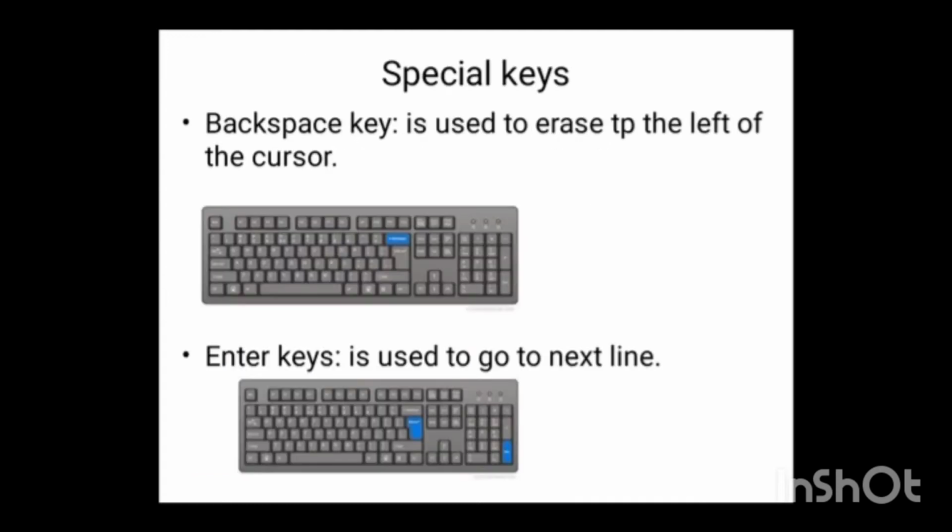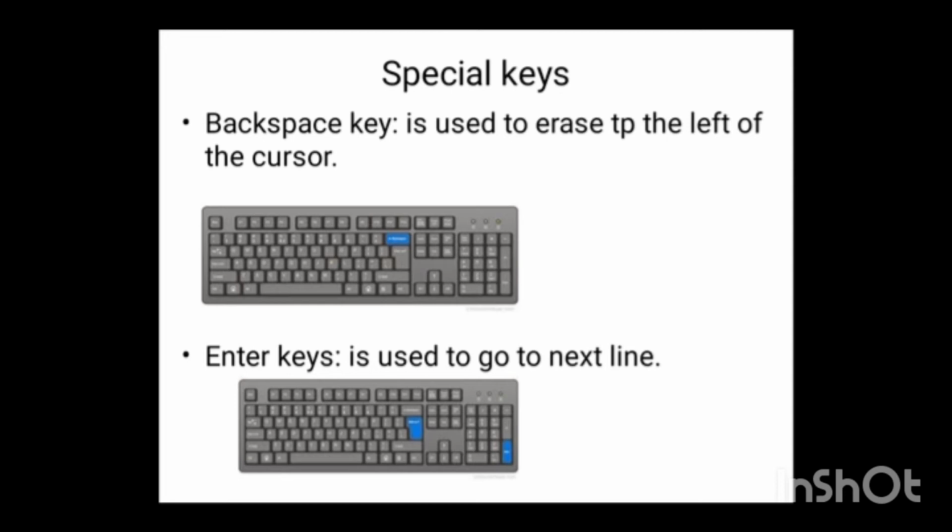Okay. Now, special keys. First one, backspace key. Backspace key is used to erase to the left of the cursor. See, there is a mistake. Spelling of 2 is TO. Erase to the left of the cursor.